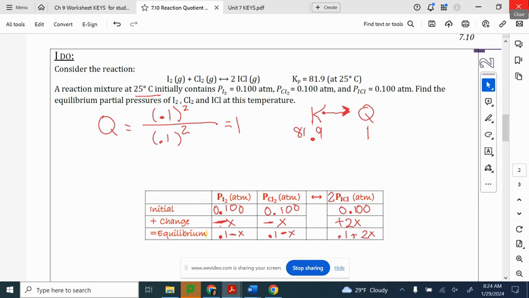Did I lose anybody there? All right. So we know our value for K. Yes? So 81.9 equals this expression. And what are we going to do to it? Square it. These are both the same values, so I can write them one time and do what to them? Square them.